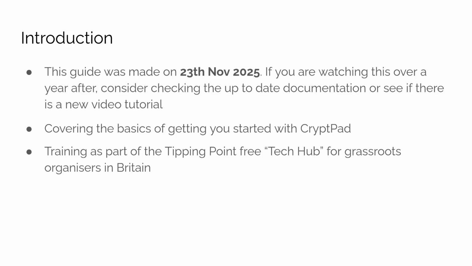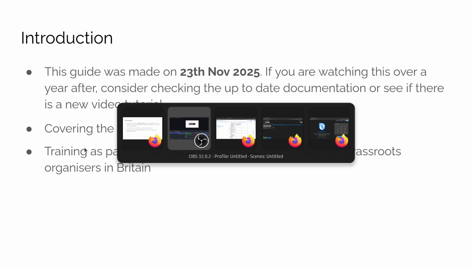The idea is just to get the basics of getting you started with CryptPad. It's got quite a few features. We're not going to go through everything. We're going to go through what we think most people who are organising with CryptPad are actively using. And just to give you a bit of context, this is a training that is part of Tipping Point's free tech hub for grassroots organisers in Britain. So let's just dive in now and get going.